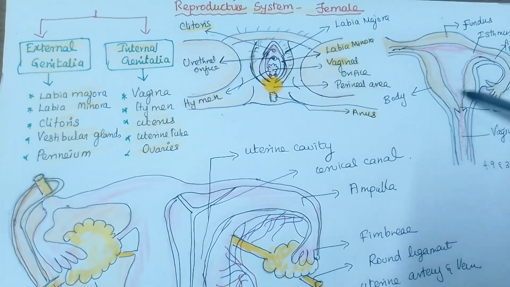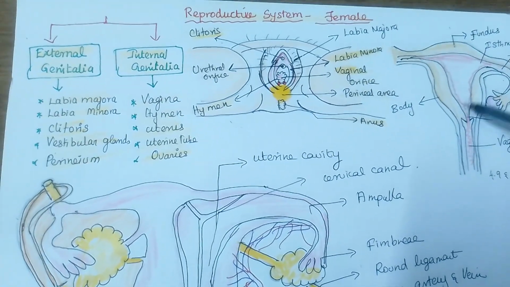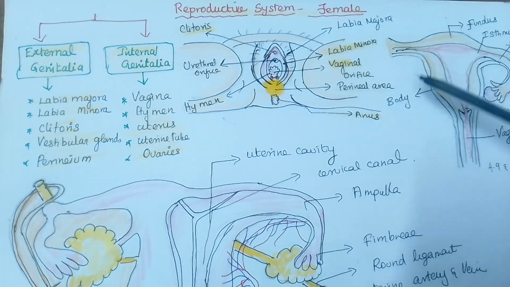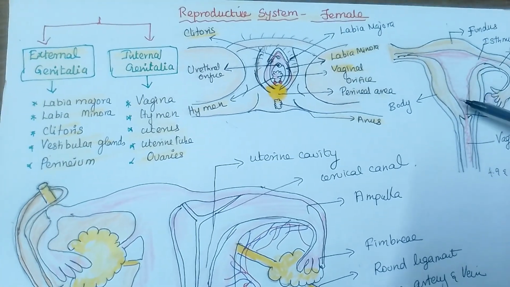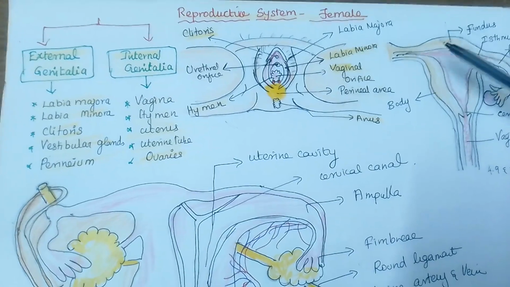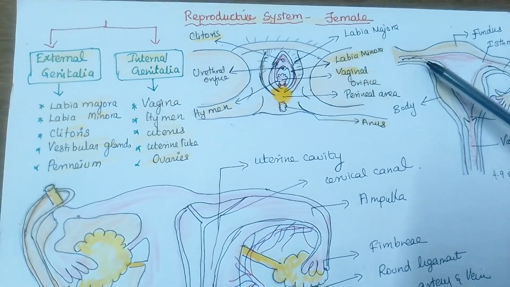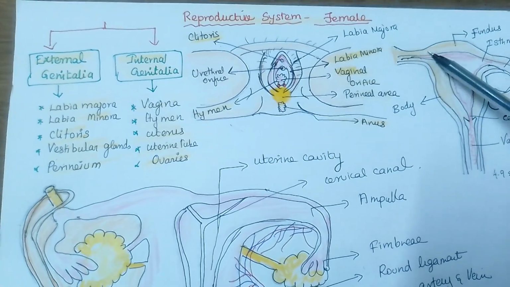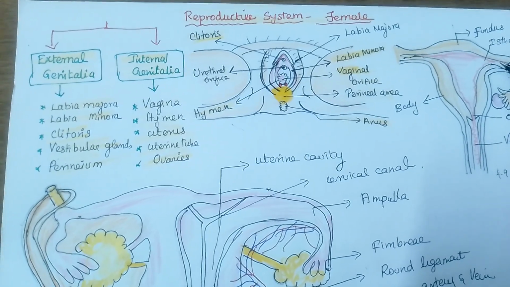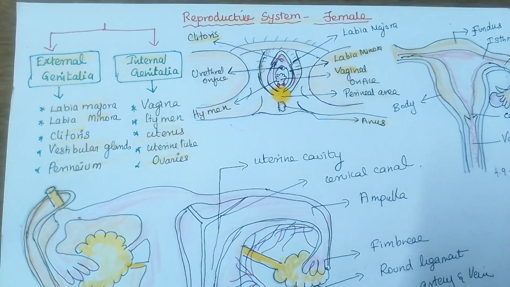The uterus lies in the pelvic cavity, isn't it? It is a pear-shaped structure. These are the parts of the uterus: fundus, body, cervix and the vagina. This is called the isthmus. The two finger-like, two hand-like structures just below the fundus are called the fallopian tubes.